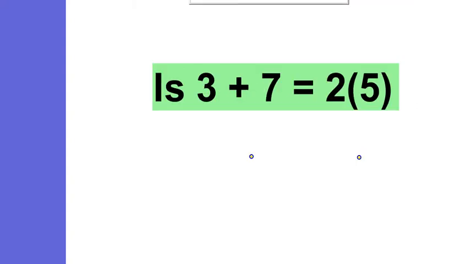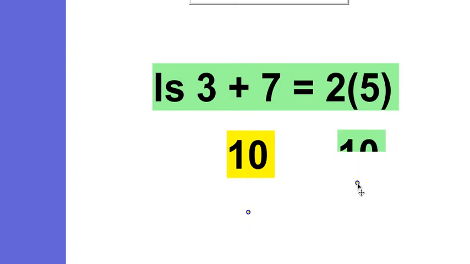So is 3 plus 7 equal to 2 times 5? Now, since this question is all about numbers, there's an actual truth value to this statement. 3 plus 7 is 10. 2 times 5 is 10. So those values are interchangeable. So the big idea is we can suggest that these two things are equivalent because they could both be replaced with 10, and that's what really matters.